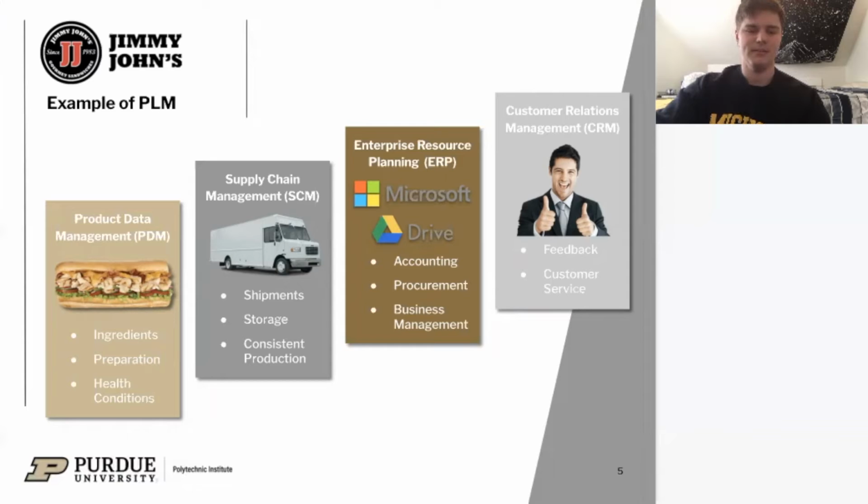Let's look into product data management. That delicious looking sandwich is an example of Jimmy John's product. The company needs to account for what ingredients are needed and how to correctly prepare the sandwich and any health conditions that may be important to know when preparing the food.